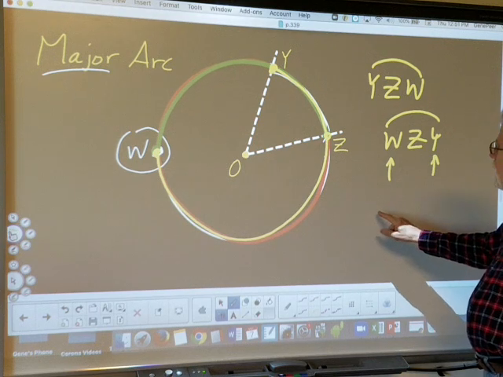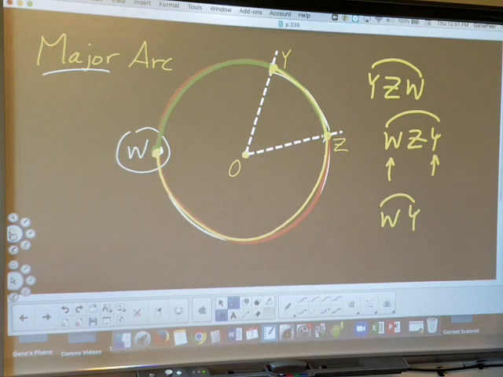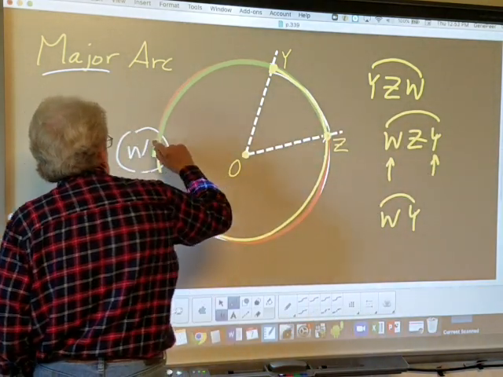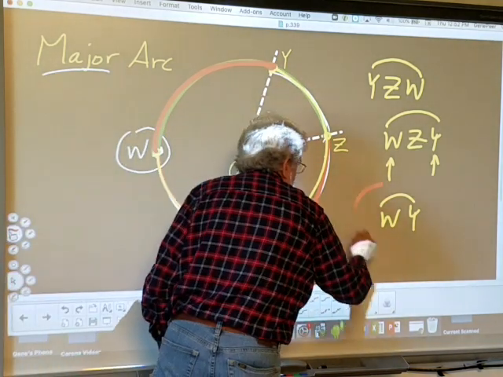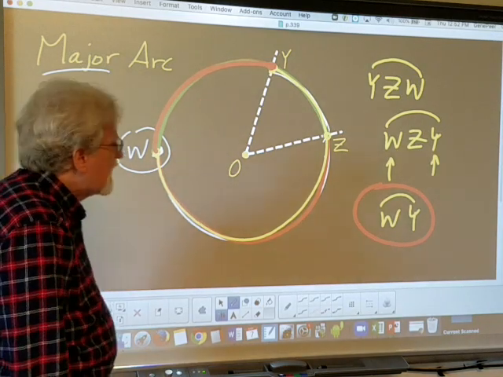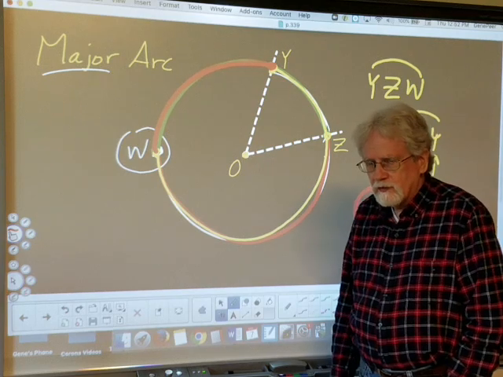If I just said WY without the Z, where is arc WY? Well, arc WY is this red one. Arc WY would be the red one. Okay? So that's how we name arcs, and that's how we classify them as major arcs or minor arcs.